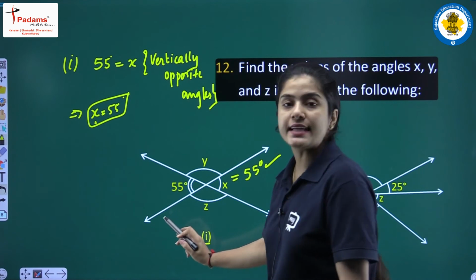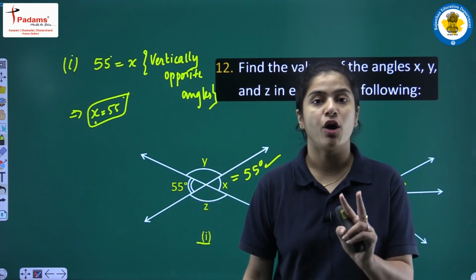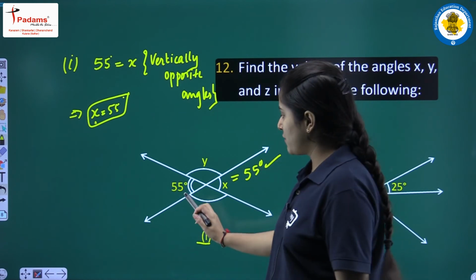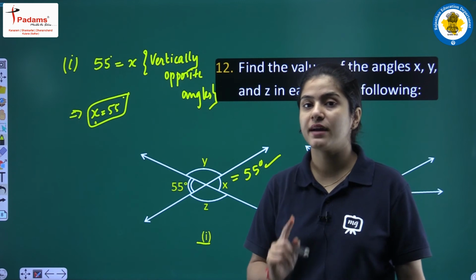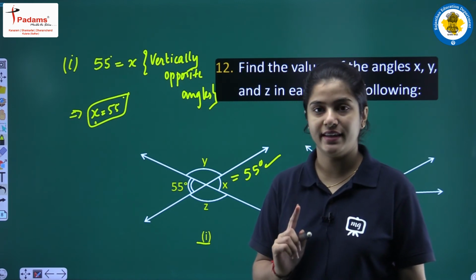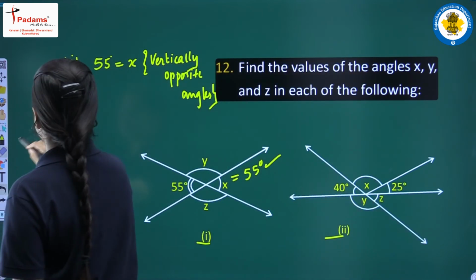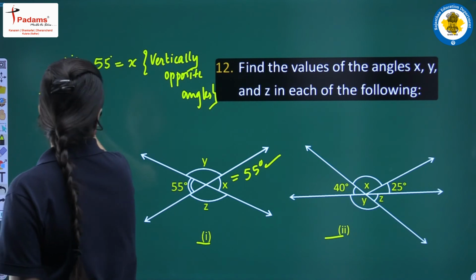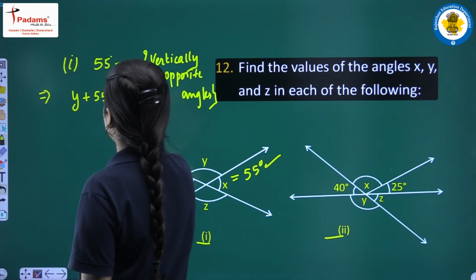This is the straight line, right? And this y and this 55, these two angles are forming the linear pair, right? 55 degrees and y. If these two are forming the linear pair, then it means that the sum of these two angles is 180 degrees. So, we will be writing it like y plus 55 degrees is equal to 180 degrees.